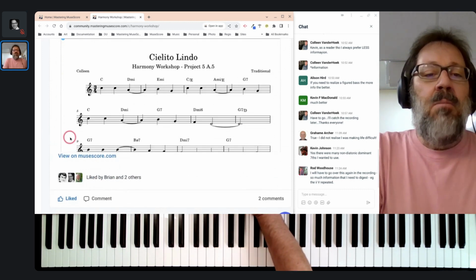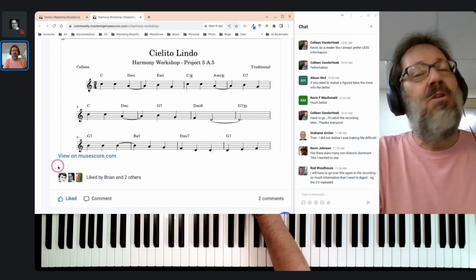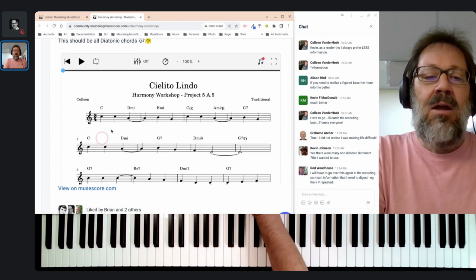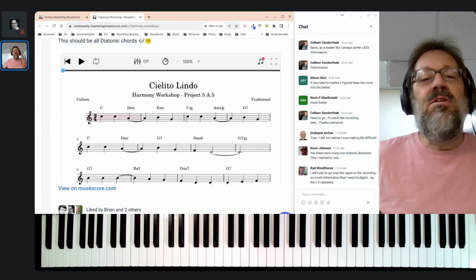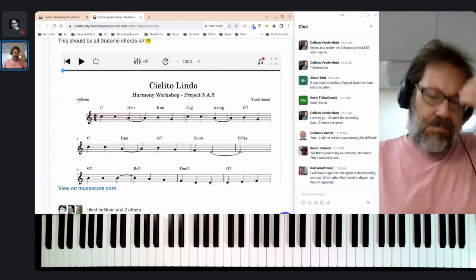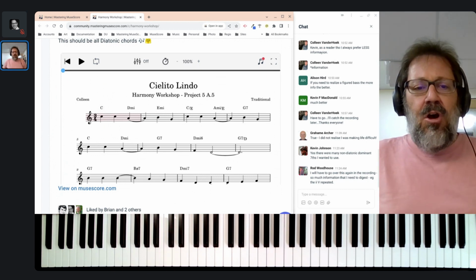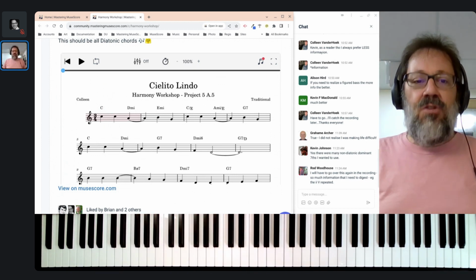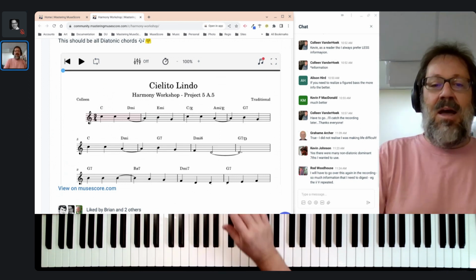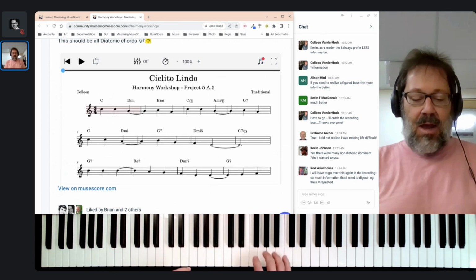All right. So I want to finish up this one here by looking at Colleen's Cielito Lindo. She did a couple different versions of it. One that was just 1, 4, and 5, and then one she went hog wild with all sorts of jazz chords and stuff. I was like, yeah, let's keep it diatonic because that's what we're focusing on here.